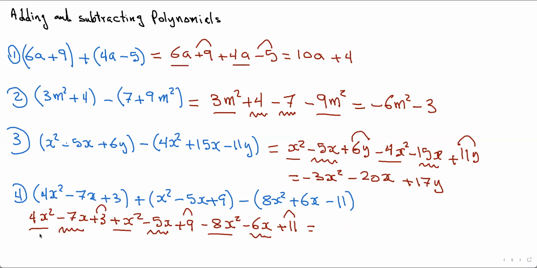We have 3 like terms here. So 4x squared plus 1x squared is 5x squared. 5x squared minus 8x squared is -3x squared. And again, for the x's here, -7x, jump over minus 5x, that's -12x. -12x minus 6x is -18x. And now the constant is 3 plus 9 is 12. 12 plus 11 is 23, so plus 23. Guys. And we'll go to the next thing.